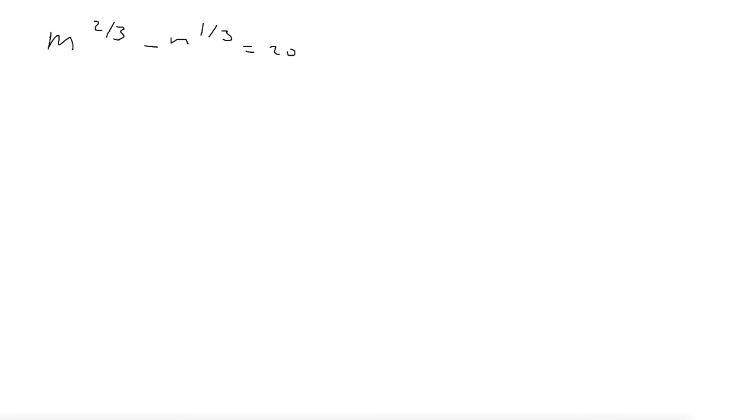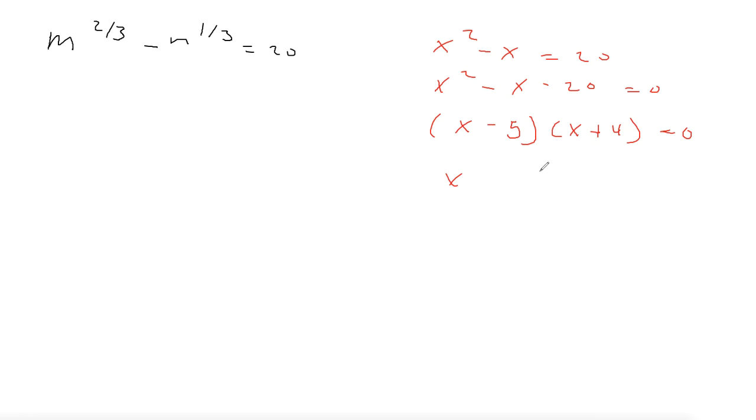Okay, so for this one, the best way to think of that is as if it were something different. And that something different would be like x squared minus x equals 20. So if I had this problem, I'd bring the 20 over, get it to 0, so then I could factor and solve. And so we need two things that multiply to be negative 20 and add to be this negative 1 right here. So that'd be a negative 5 and a positive 4.